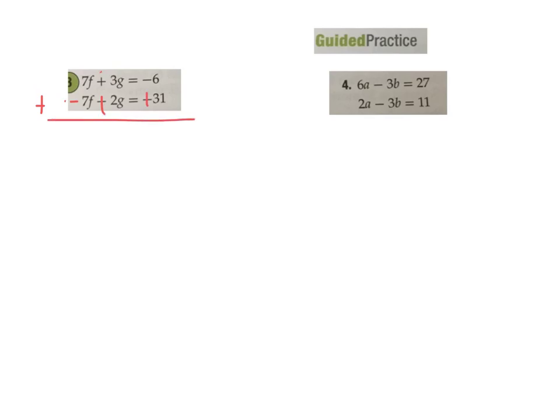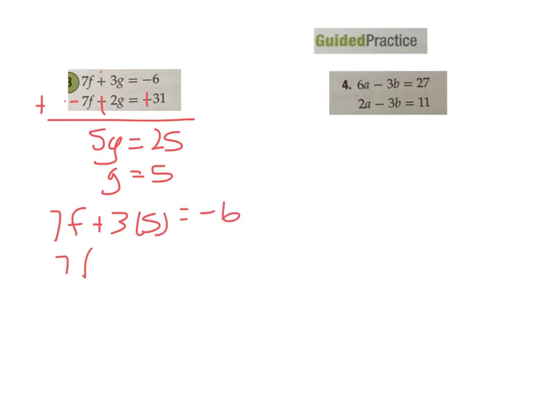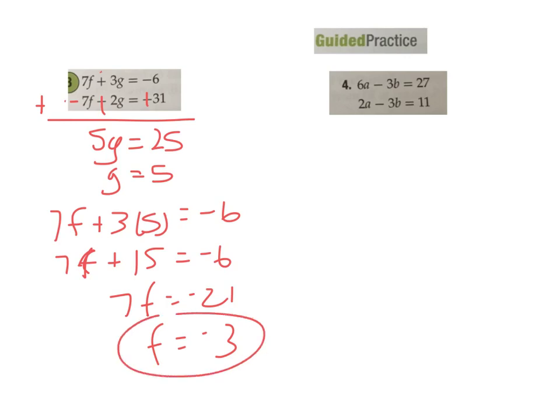I'm going to add. That goes to 0. And so 3 plus 2 is 5g. And 31 plus a -6 is 25. And so g equals 5. And then I substitute back in. So if I go up to 7f plus, and I'm going to substitute the 5 in for the g, equals -6. I have 7f plus 15 equals -6. I subtract 15 from both sides. I get 7f equals -21, so f equals -3. And so I have my two answers, f equals -3 and g equals 5.